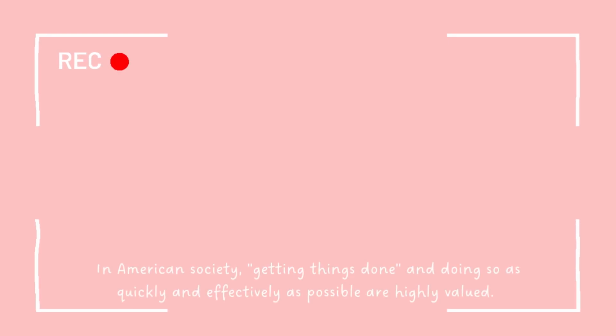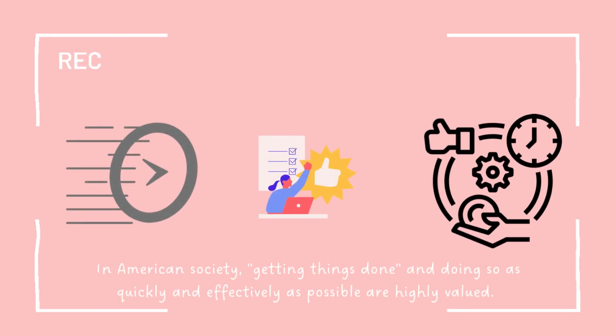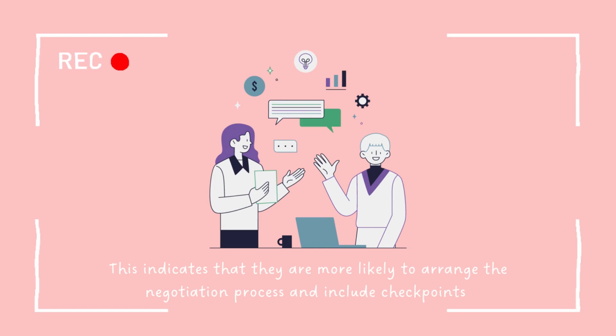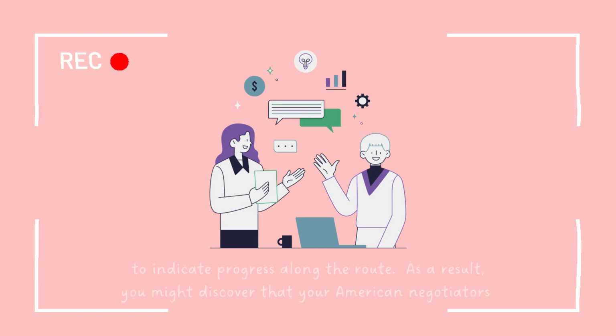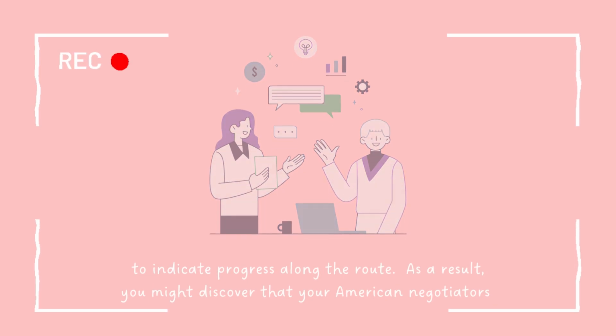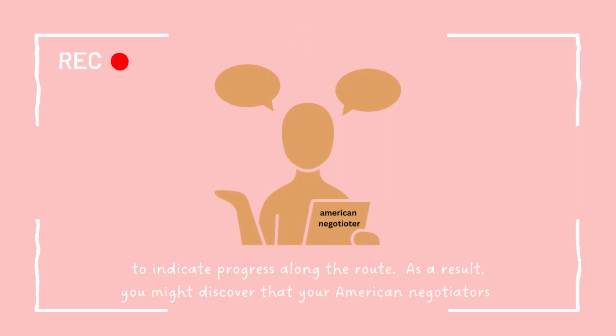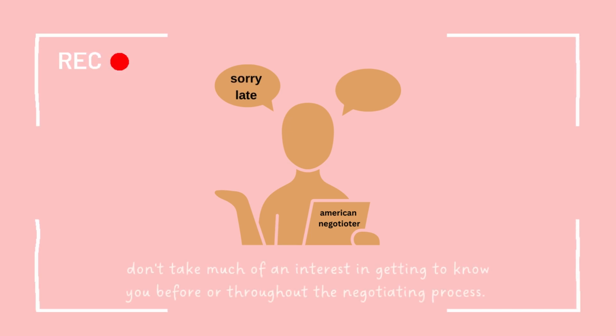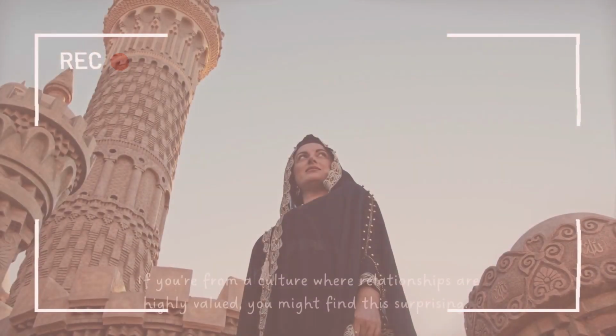In American society, getting things done and doing so as quickly and effectively as possible are highly valued. This indicates that they are more likely to arrange the negotiation process and include checkpoints to indicate progress along the road. As a result, you might discover that your American negotiator doesn't take much of an interest in getting to know you before or throughout the negotiation process.